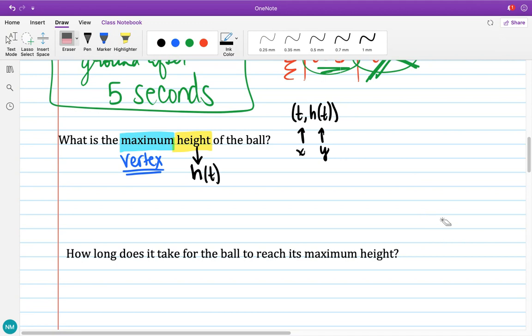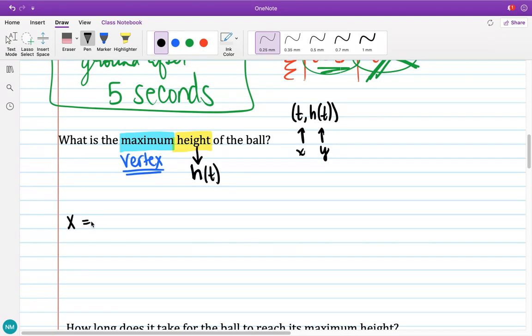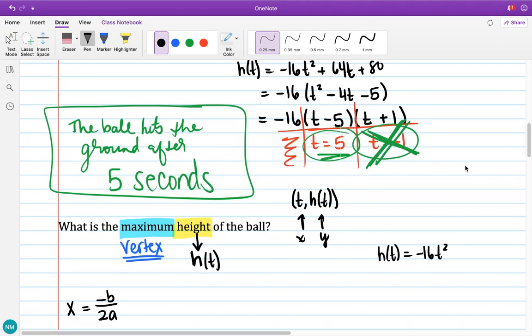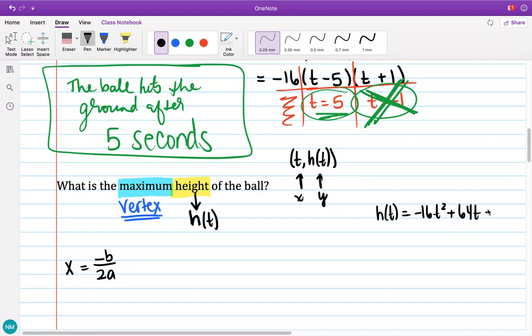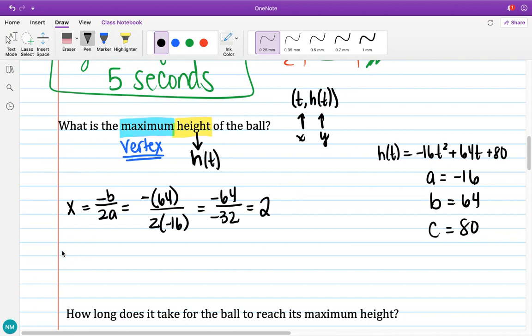So let's find it. How do we find the vertex of something in standard form? Well, we have to find the axis of symmetry. So x equals negative b over 2a. My function, I'm going to rewrite it over here. h of t equals negative 16t squared plus 64t plus 80. So a is equal to negative 16, b is equal to 64, c is equal to 80. So negative b over 2a is negative 64 over 2 times negative 16, which is negative 64 over negative 32, which is just 2.